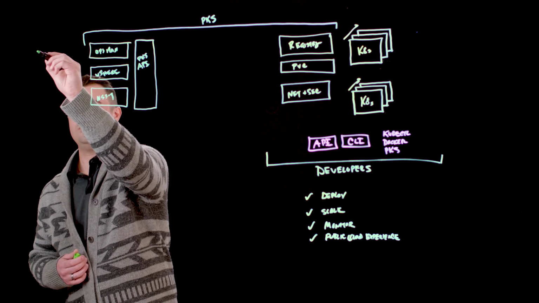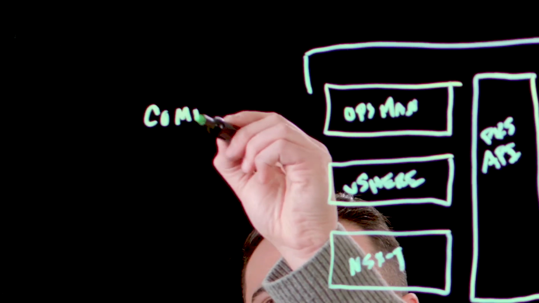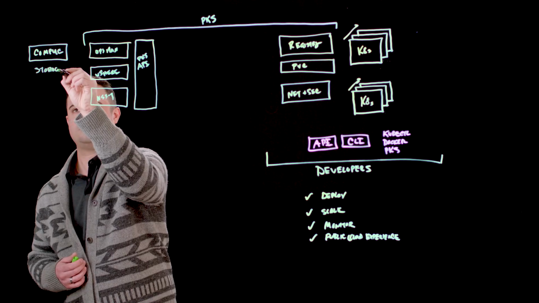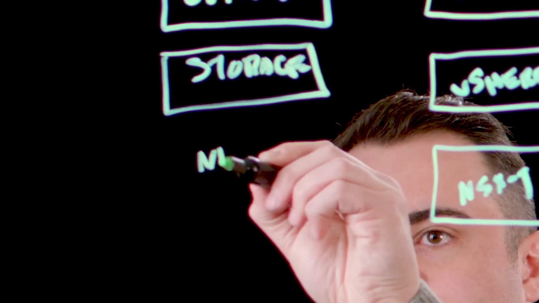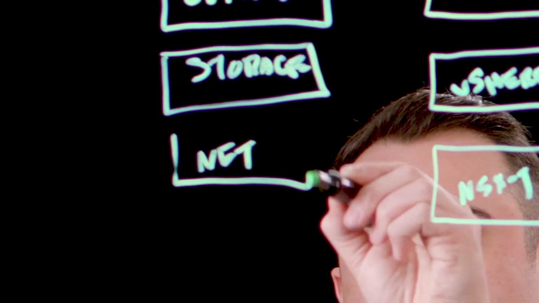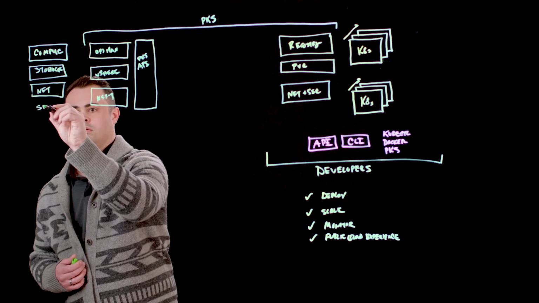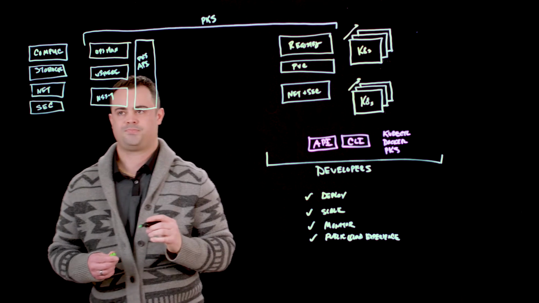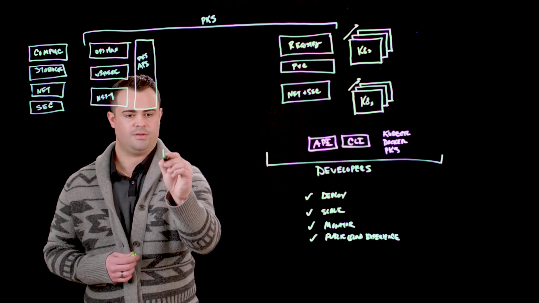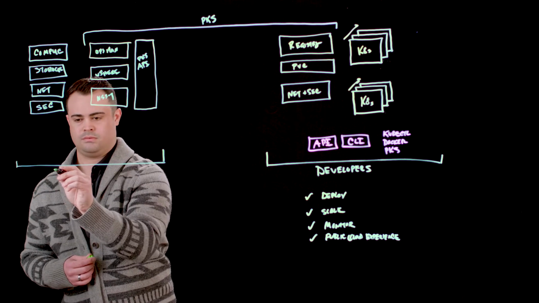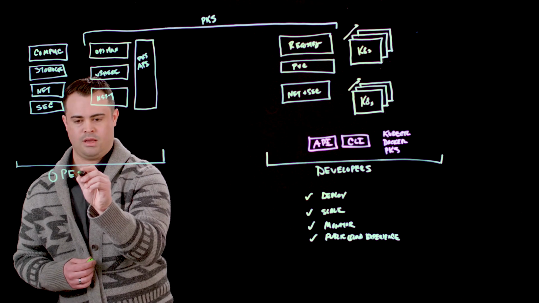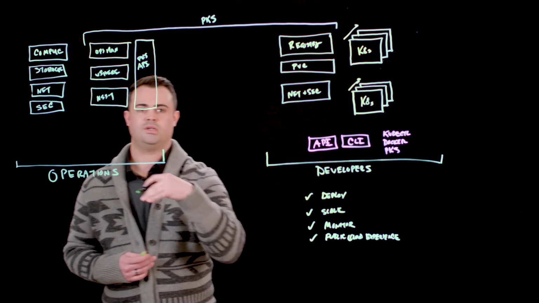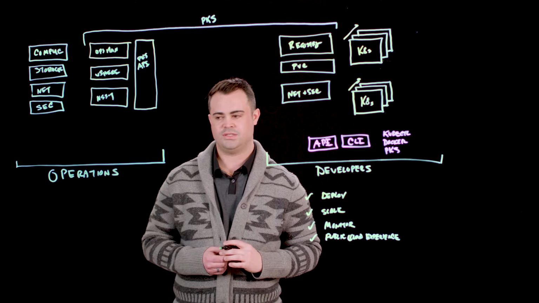So those things are compute, we got storage, we have networking, and we have security. And these things, again, are more operations focused and owned and managed by the operations teams.